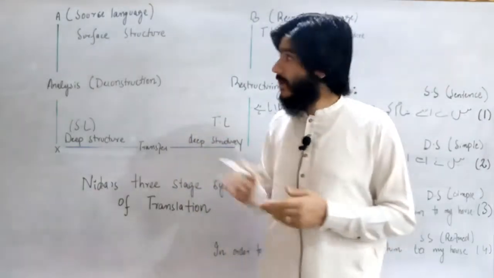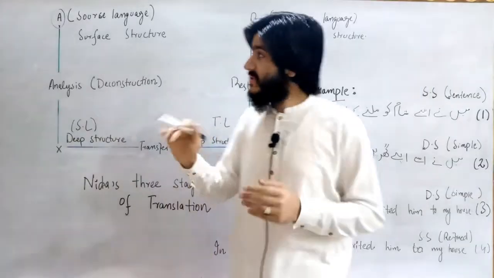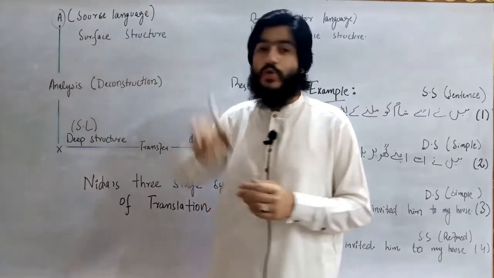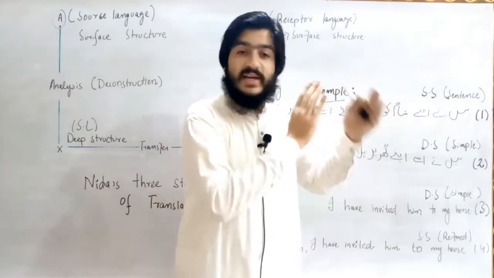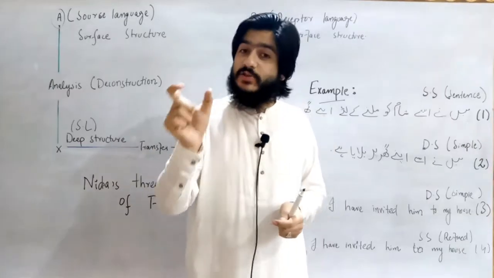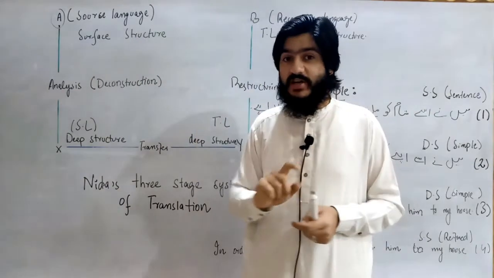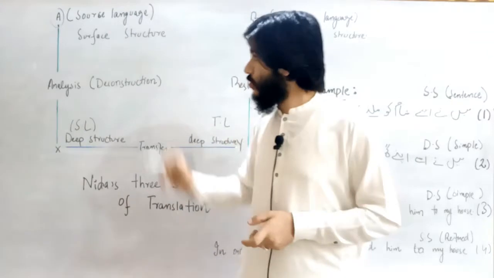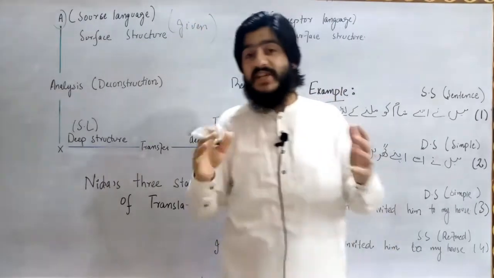So the first thing which you can see is this A. What is this A? This is the source language and the surface structure of the source language. In order to translate a language into another language, we must have this source language, and this source language must be in its surface form, in its surface structure. So we would be translating that language into another language. This is the given language which is going to be translated by us.